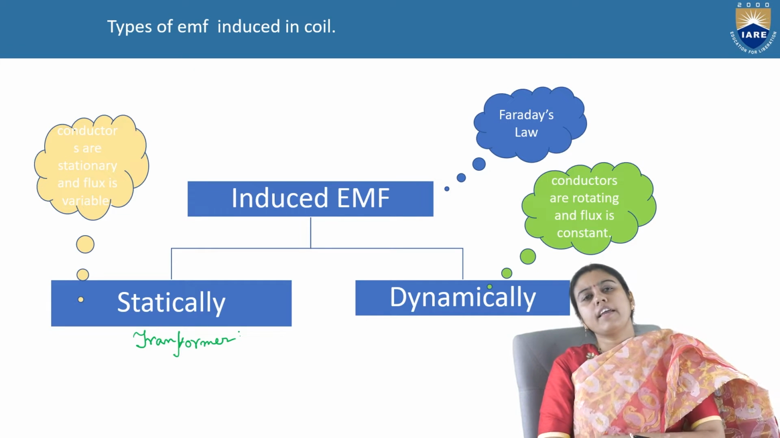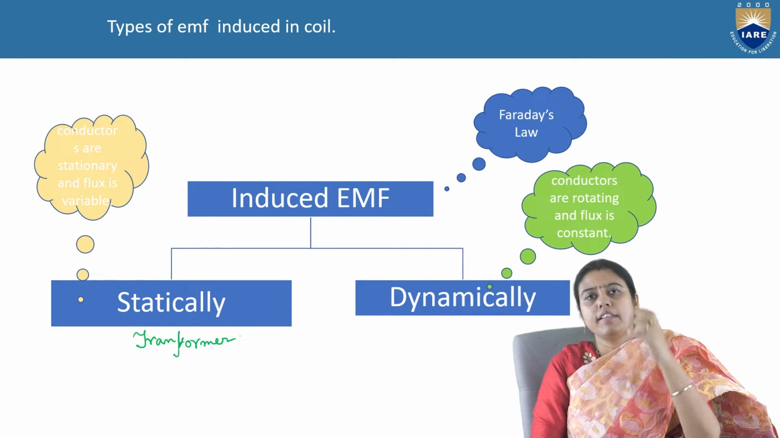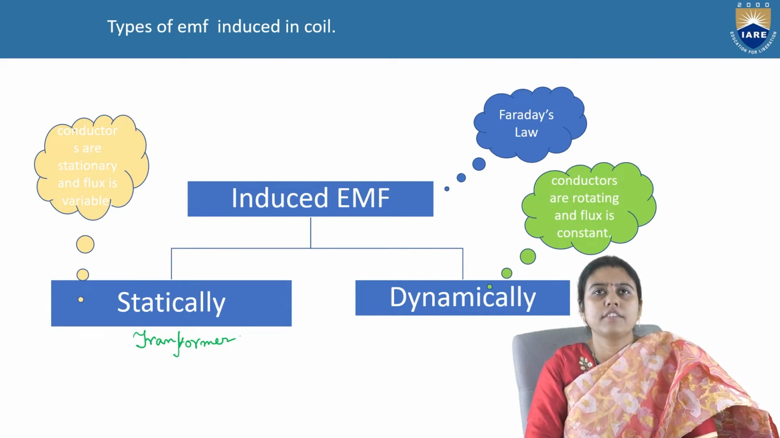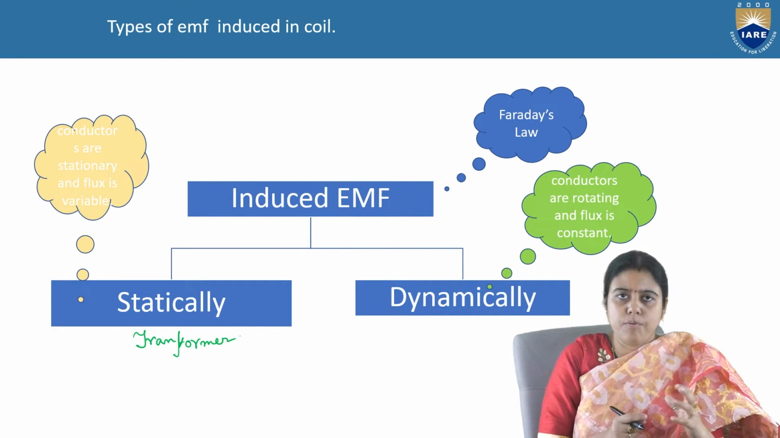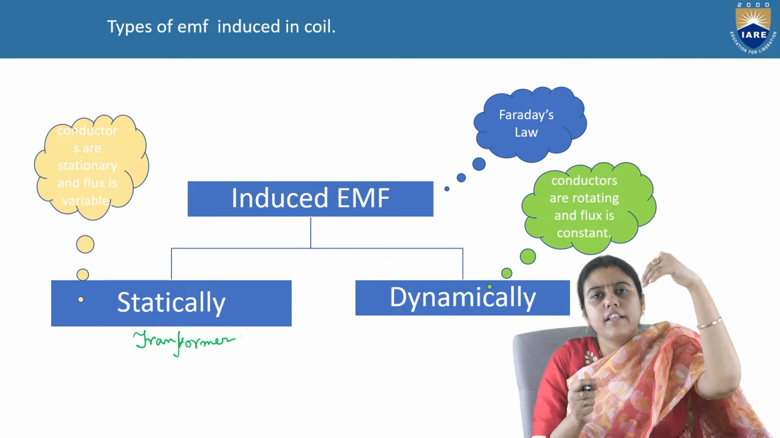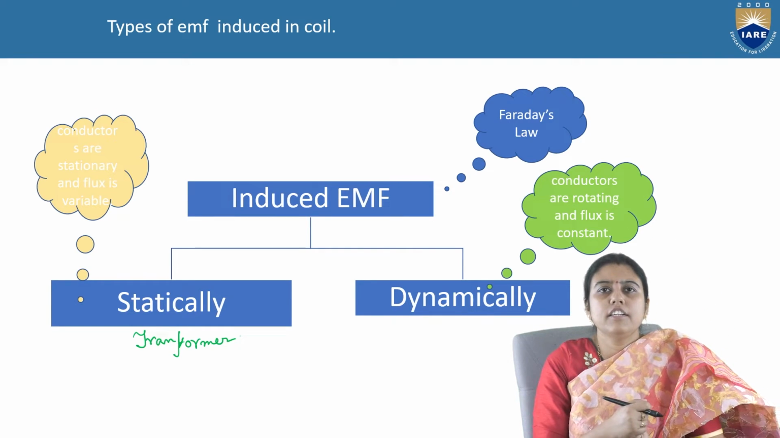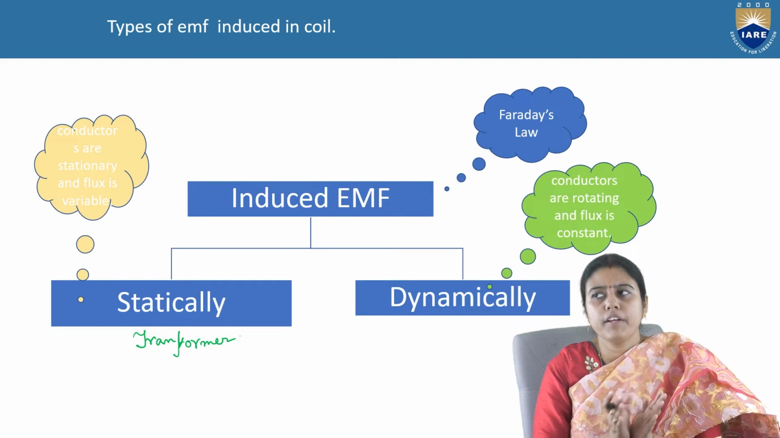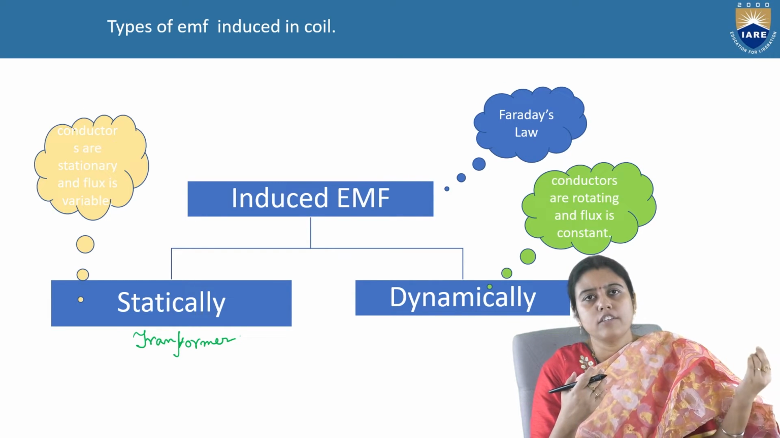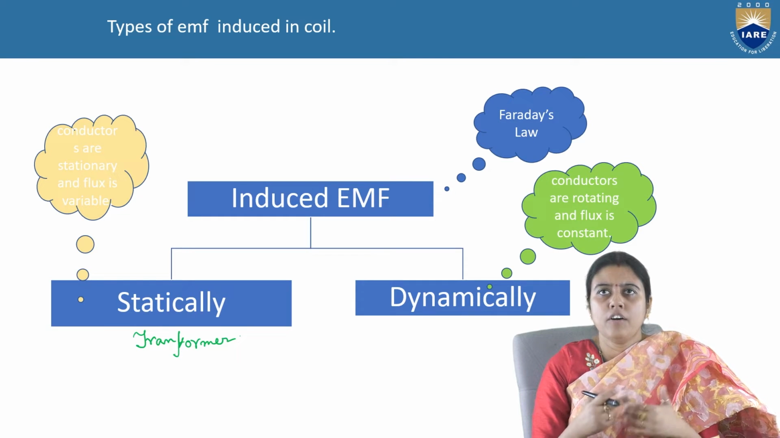So in the case of the transformer, the coils are fixed and the flux means that we are giving the AC current in the transformer. Current is flowing in the conductor and it is inducing the EMF. So conductors are fixed. We are not moving the conductors. The source current is the rotating.